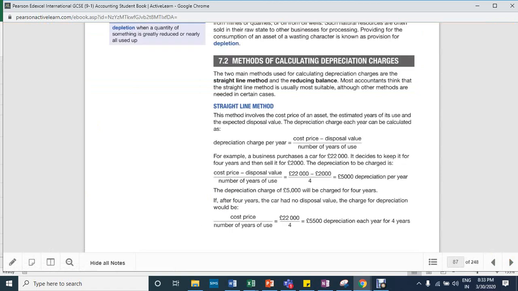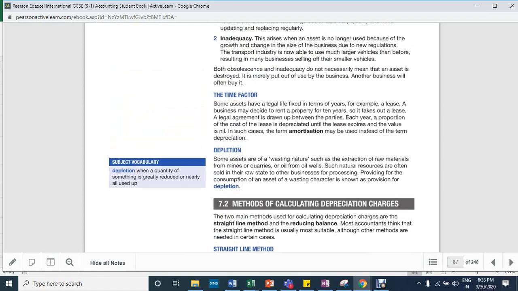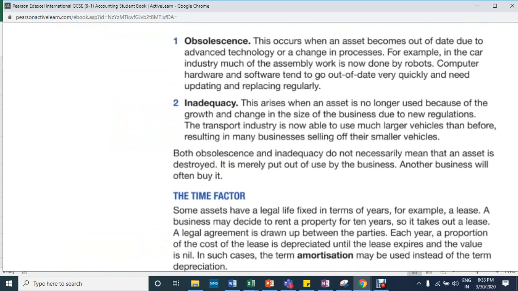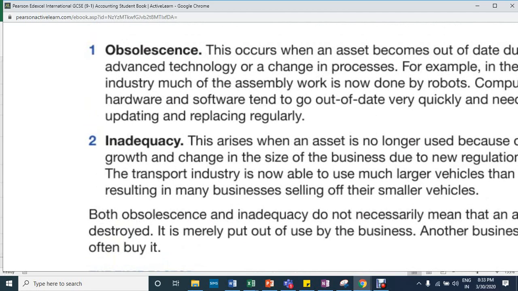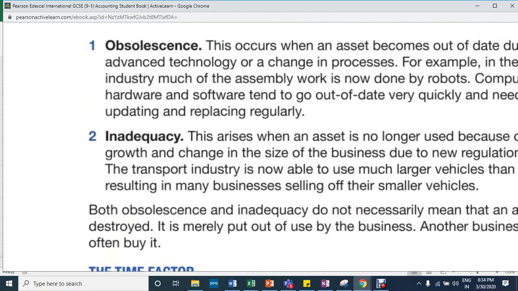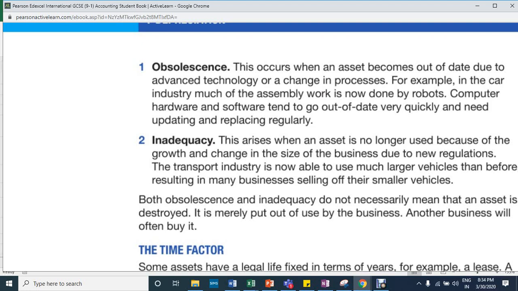Let's move to the next page. Obsolescence. This occurs when an asset becomes out of date due to advanced technology or a change in process. For example, in the car industry, much more of the assembly work is now done by robots. Computer hardware and software tend to go out of date very quickly and need updating and replacing regularly.